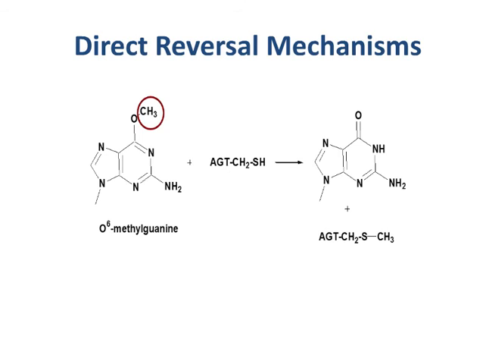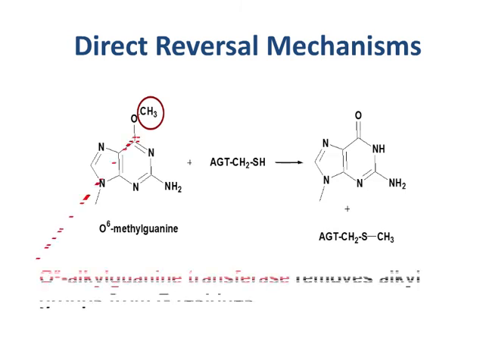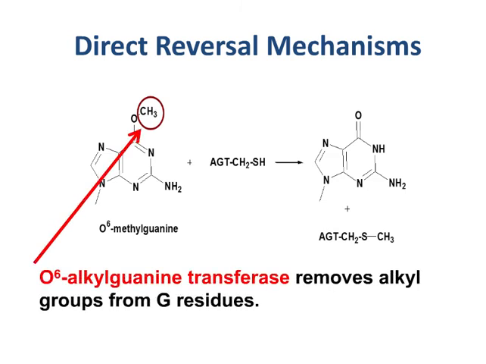Direct repair mechanisms, or damage-specific repair, is typically utilized to remove alkyl groups on DNA. For example, the O6 position of guanine can become methylated, which would allow it to base pair with thymine instead of cytosine. The enzyme O6-alkylguanine transferase, or AGT, directly reverses this alkylation of guanine to repair this DNA damage.